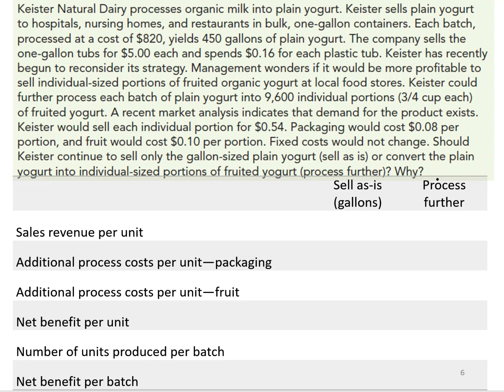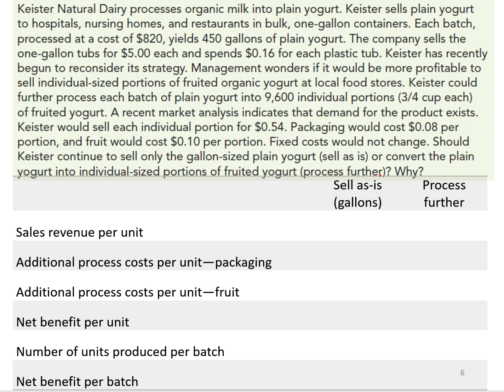Well, let's go ahead and do a quick little analysis here. It looks like a big paragraph, but we'll break it down. So it looks like the $820 spent processing the milk into yogurt is irrelevant because it's going to be incurred no matter which way Keister decides to sell its yogurt. So that is a sunk cost for us, a joint cost, and we are going to go ahead and ignore that. So let's look at the sales revenue per unit if they sell a gallon.